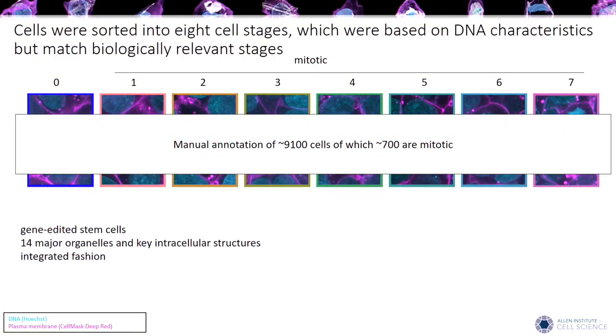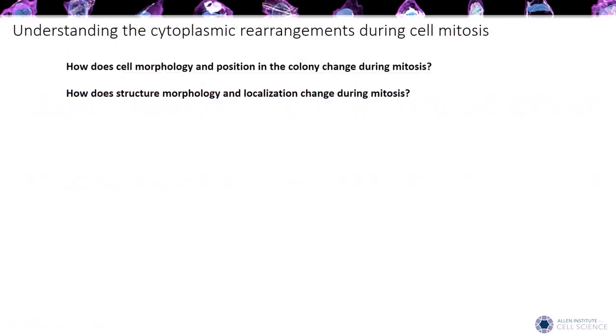We're really excited about this data set because having endogenously tagged gene-edited stem cells allows us to understand the organization of diploid non-transformed cells without the need to overexpress proteins. We also currently have 14 major organelles and key intracellular structures that we looked at. So instead of looking at one structure at a time, we can hopefully look at all those major structures in an integrated fashion. Now that we have the data set, we can address the question of how cell morphology, structure morphology, and localization change as the cells go through the cell cycle.